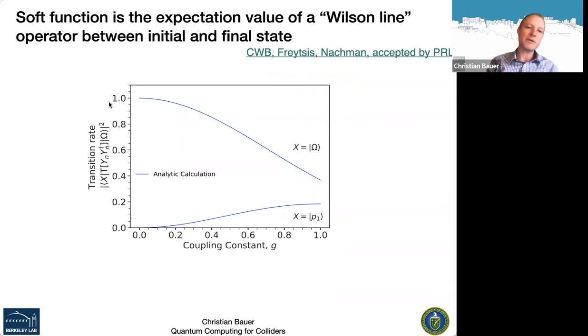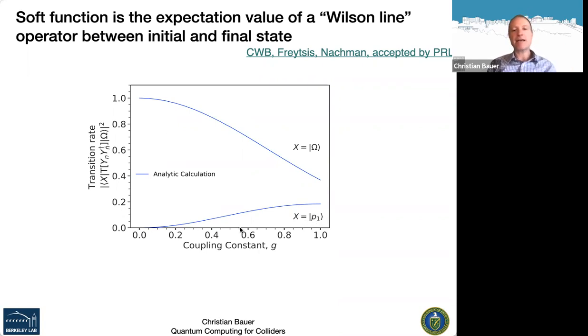So what I'm plotting here, I should be clear, is the transition rate. This is the expectation value that I want: starting from the ground state of my field theory, via this Wilson line operator, going to some excited state X. I'm showing you two plots here, one where I'm going back to the vacuum, so it's a vacuum to vacuum transition, and a transition from the vacuum to one of the excited states that has one particle, one excitation.